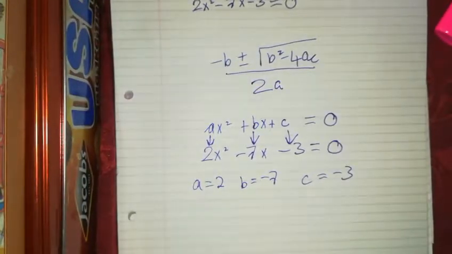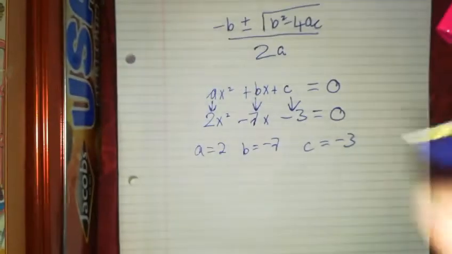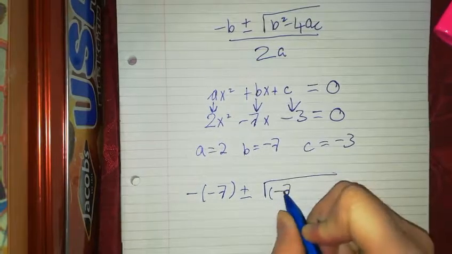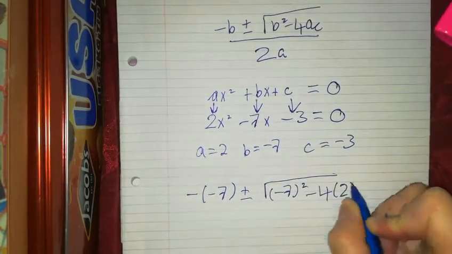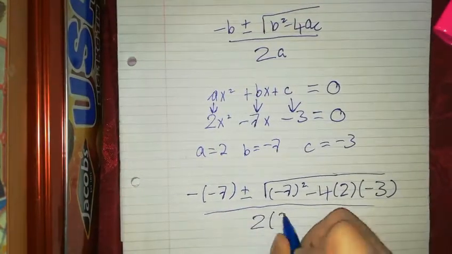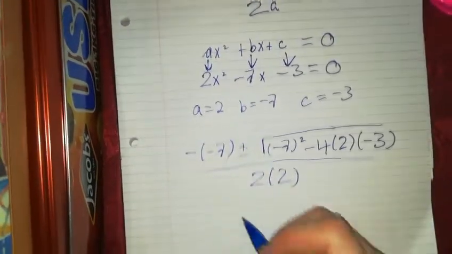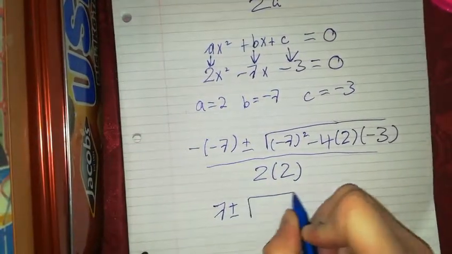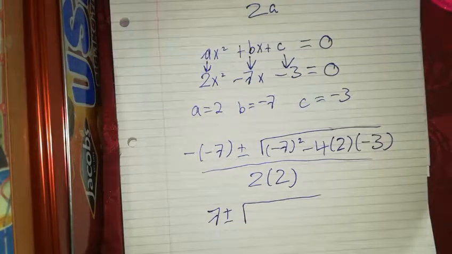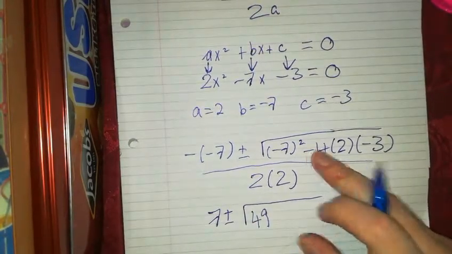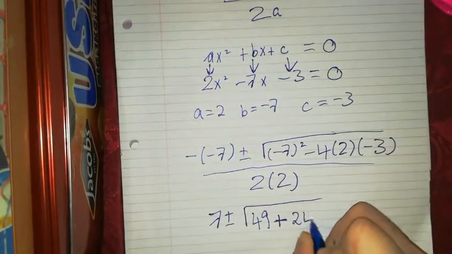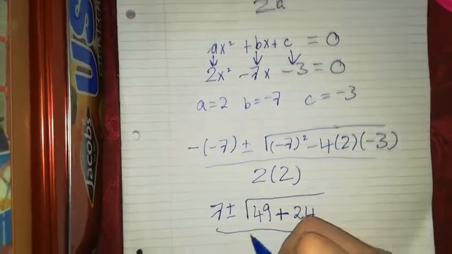Now if I stick this into my formula, it's going to be minus 7, plus or minus the square root of 7 squared, minus 4 times a, which is 2, and c, which is minus 3, all over 2a, which is 2. So that's minus minus 7, which will be plus 7, plus or minus. Minus 7 squared will give me 49. Then minus 4 by 2 will be minus 8. So minus 8 by minus 3 will be plus 24, and that'll be all over 4.